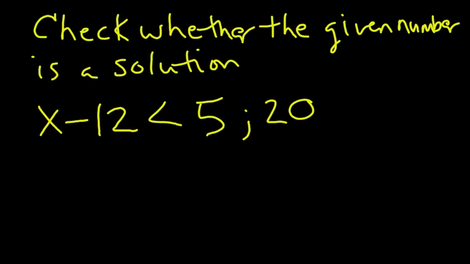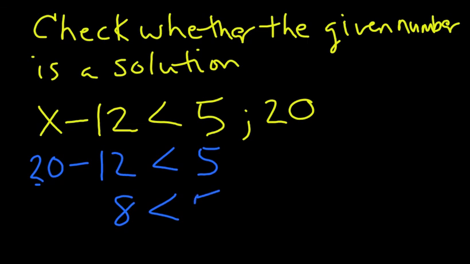Now, moving on to example 2 on page 22. Here's some instructions. Check whether the given number is a solution. That means, does the number they give you, when you plug it in, when you substitute it, make the sentence true? Remember, this is a math sentence. It's an inequality, yes, but it's also called an open sentence. Does it make it true? So all you have to do is take 20, put it in x's spot, do the math. 20 minus 12, that's 8. Is 8 less than 5? No. So that is not a solution.